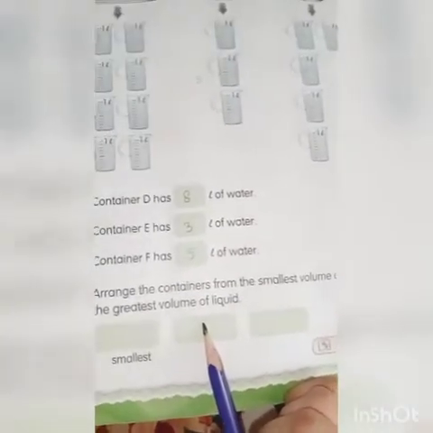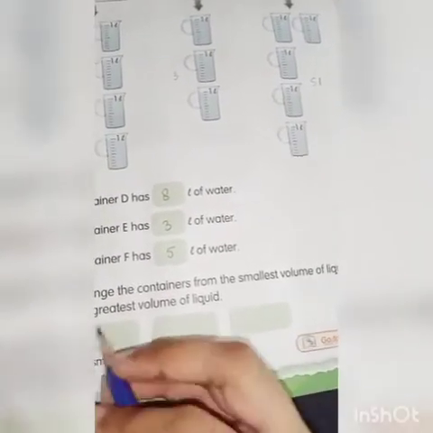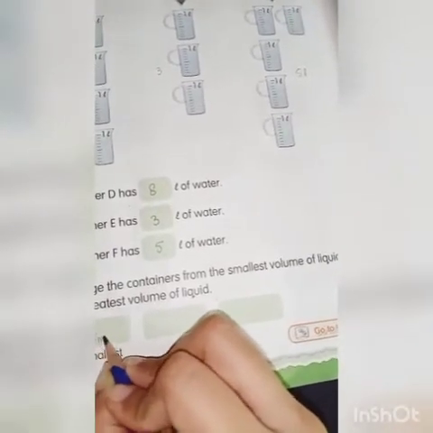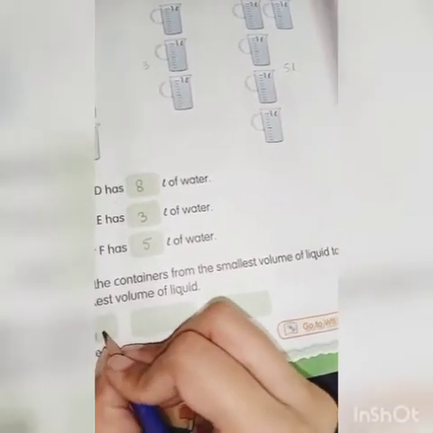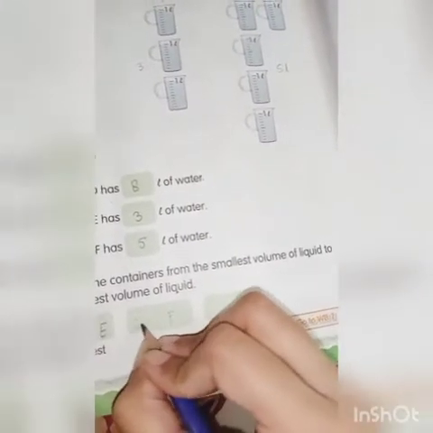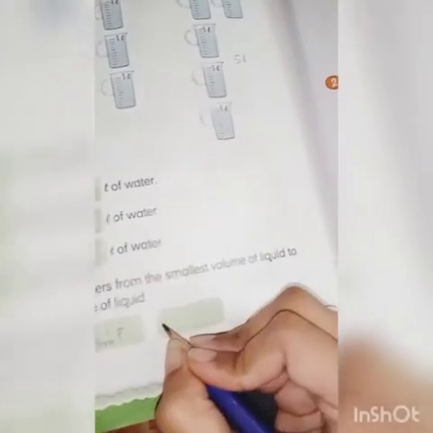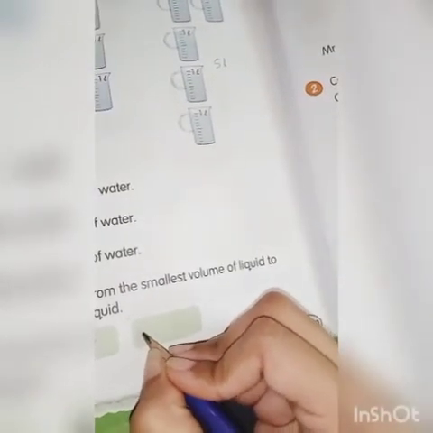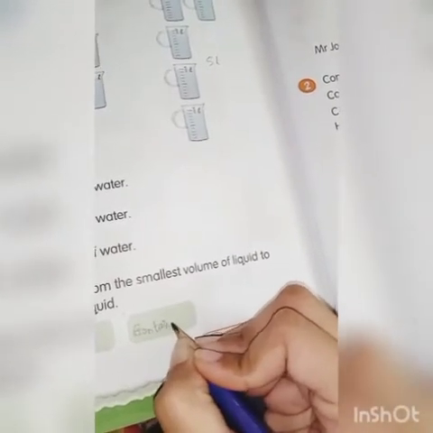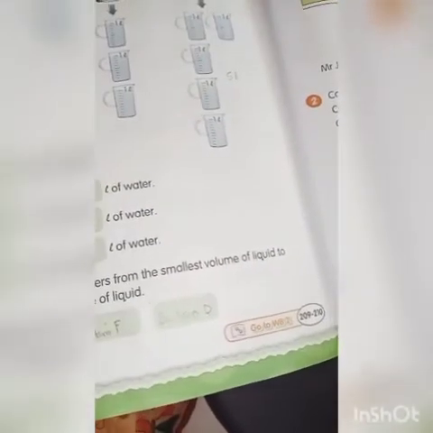Which container, beta? This is the question. Which container has the smallest volume? Container E has the smallest volume. Then container F. Write complete container F. Then the greater volume, or we can say greatest volume, container D has the greatest volume.